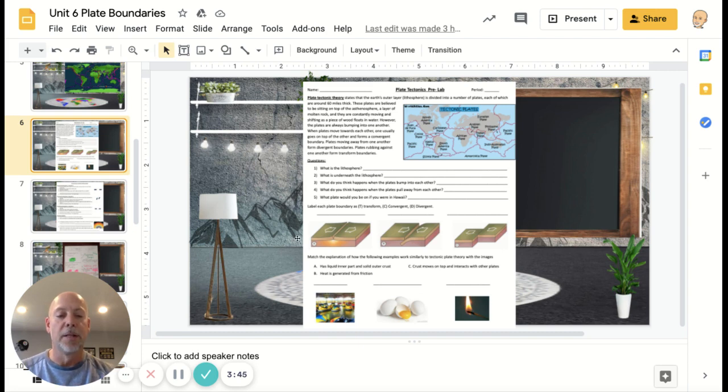Real quick question. Can you name one of the three types of plate movement we discussed in class the other day? One of the three types.